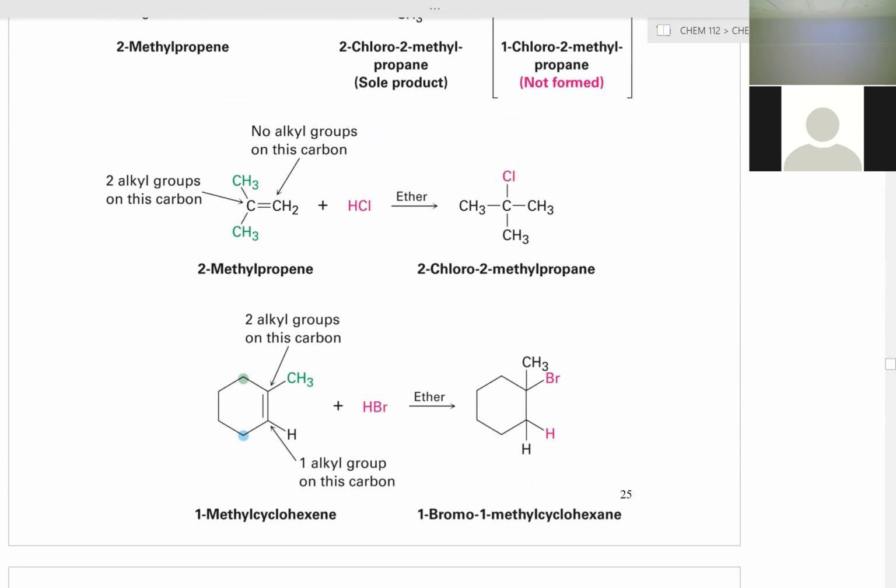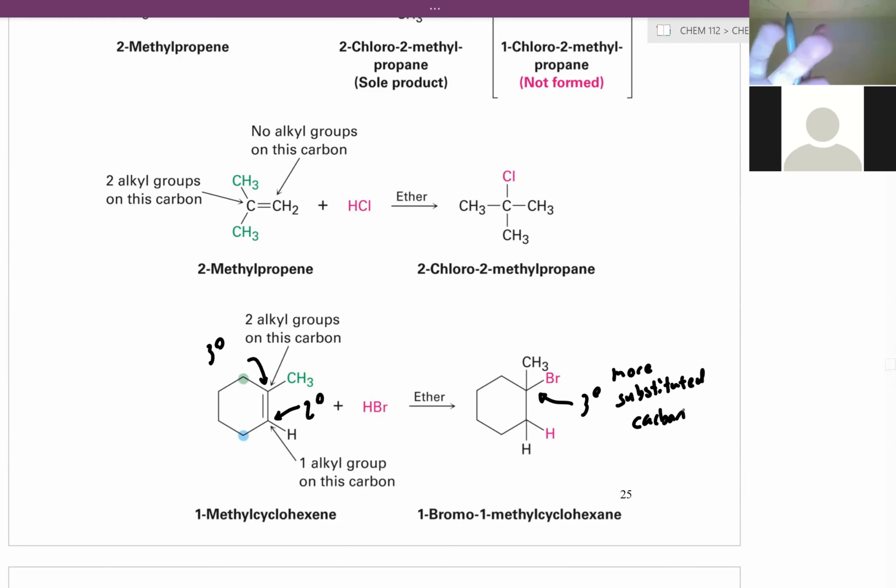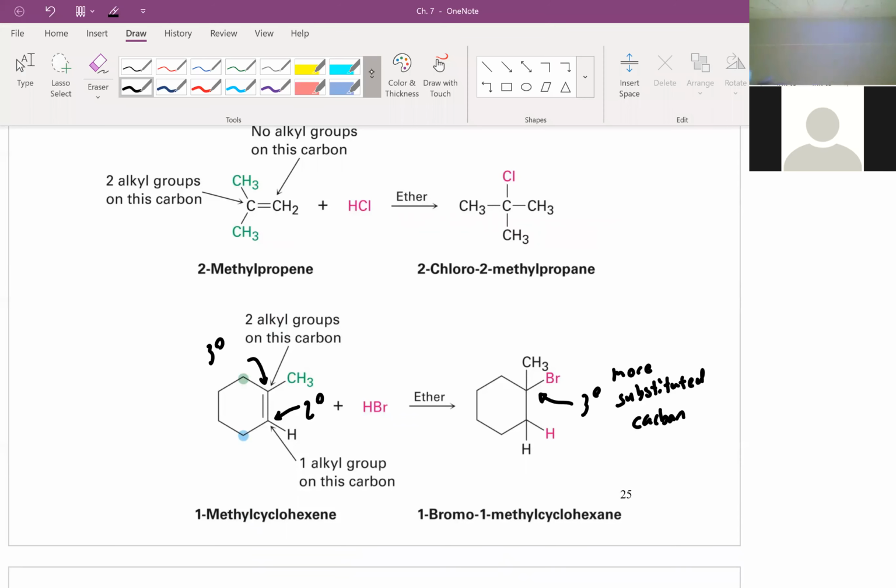Likewise, if we try halogenation of 1-methylcyclohexene, we have a secondary carbon compared to a tertiary carbon. Where will our halogen end up invariably? Secondary or tertiary? Again, tertiary. It's the more substituted carbon. Now, this is strictly an empirically derived pattern of reactivity.